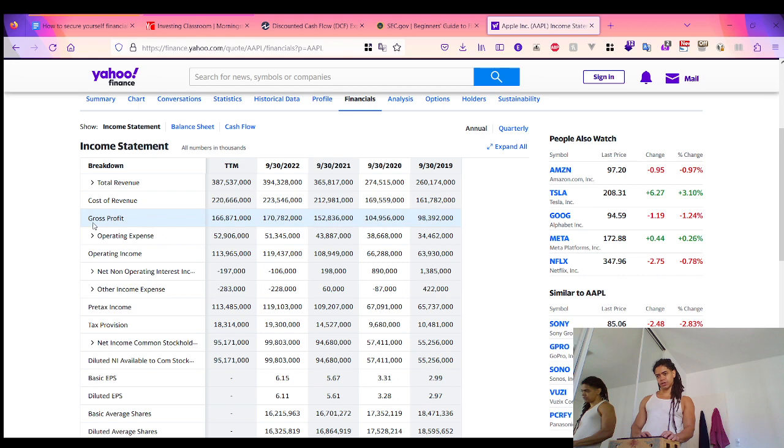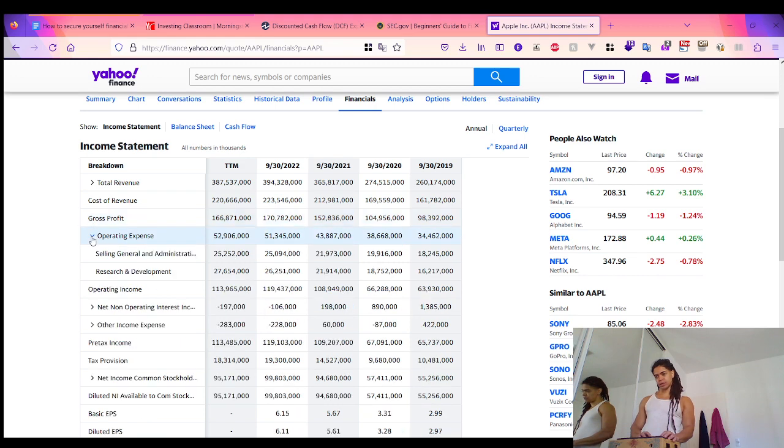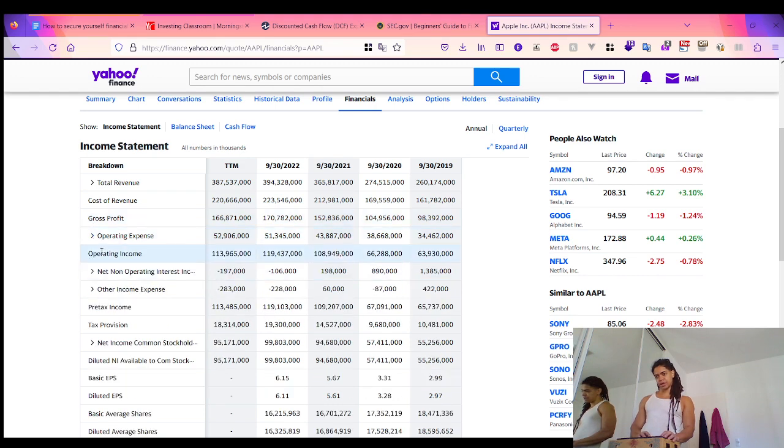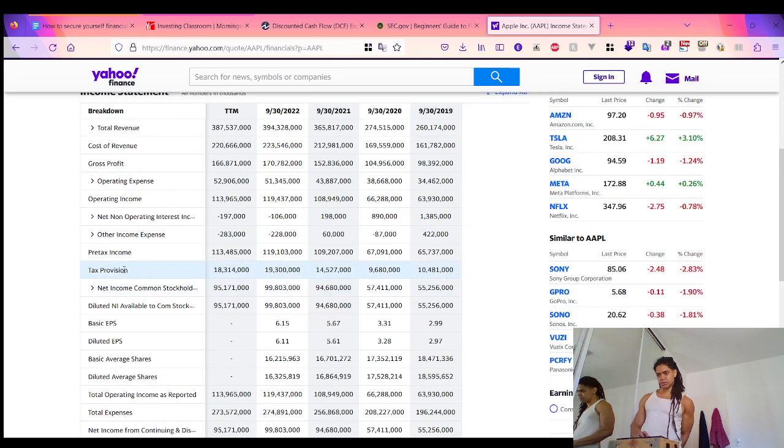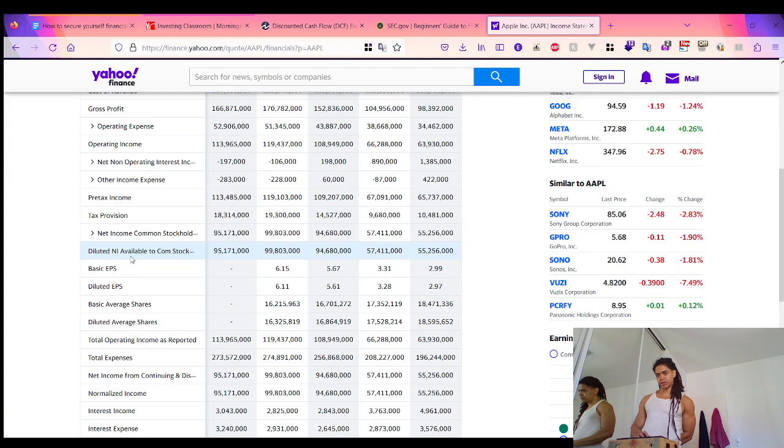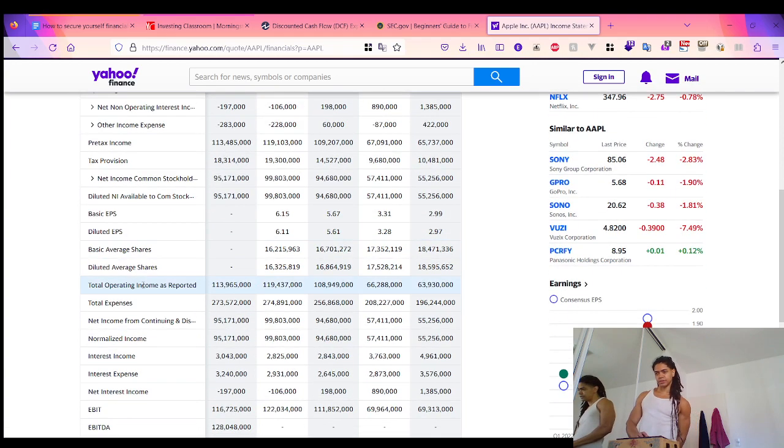After gross revenue you have the operating expenses and operating income, pre-tax income, tax provision, diluted NI available to common stock, basic EPS, diluted EPS.